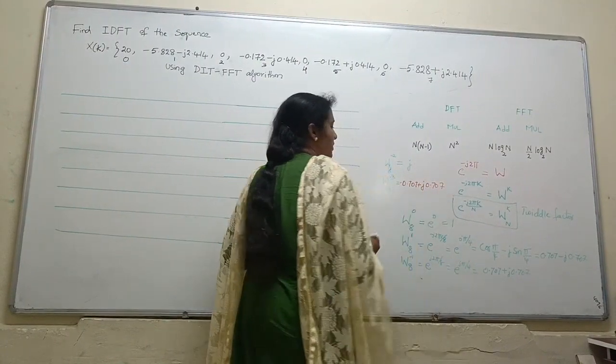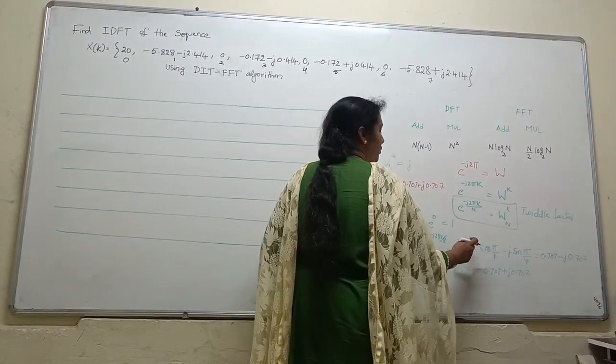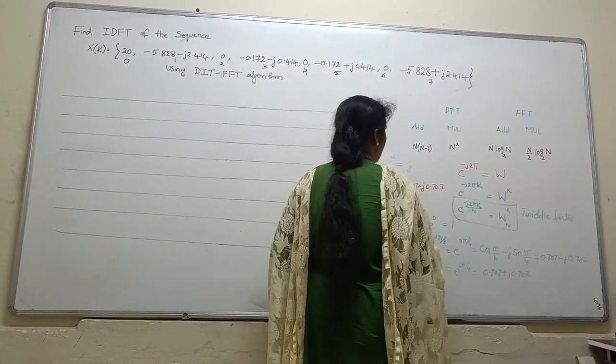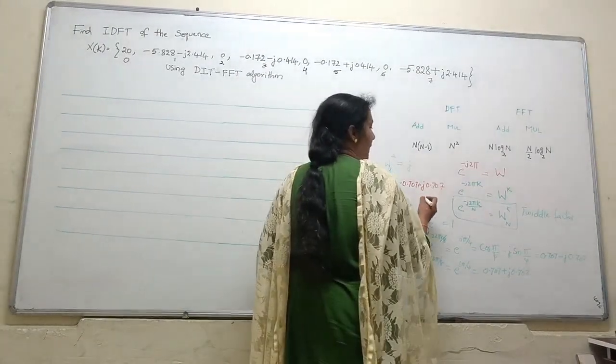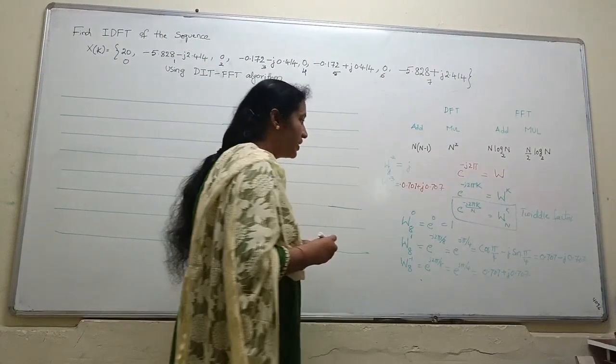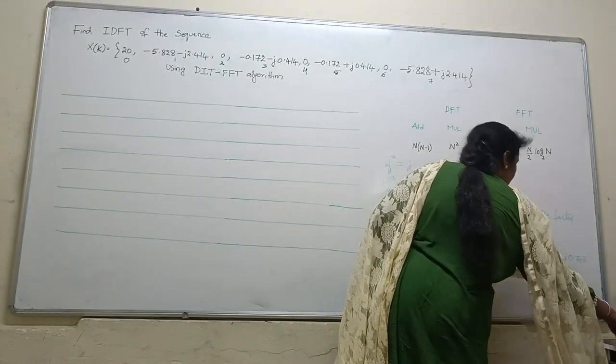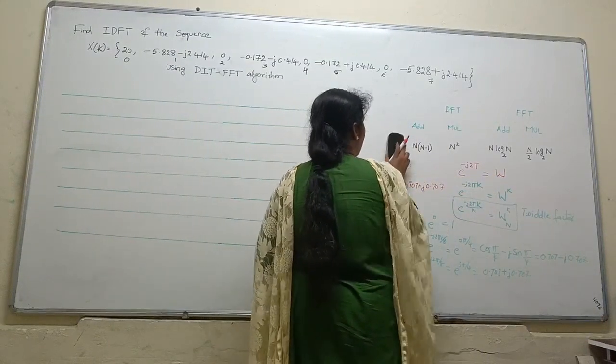That means we just have seen that it is e power minus j 3 pi by 4, that is cos 3 pi by 4 is minus 0.707 plus j, you get here j 0.707. So you will get the equations like this. Once again, I will summarize the twiddle factors for this.